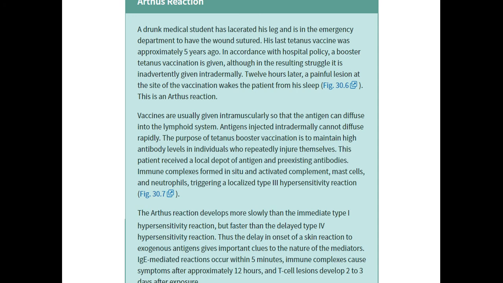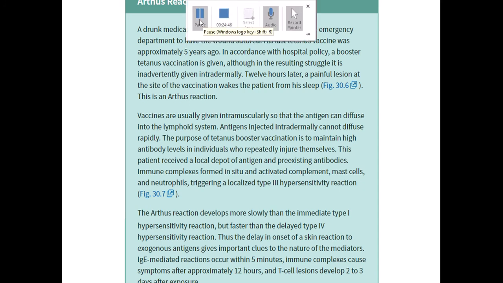So it's important to differentiate because how you are going to respond to this type of a reaction, whether it is type 1 or type 2 and 3, is completely different.